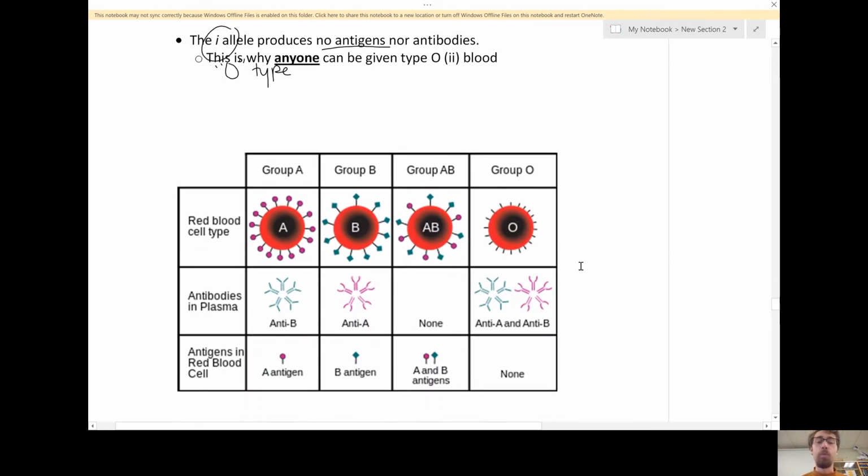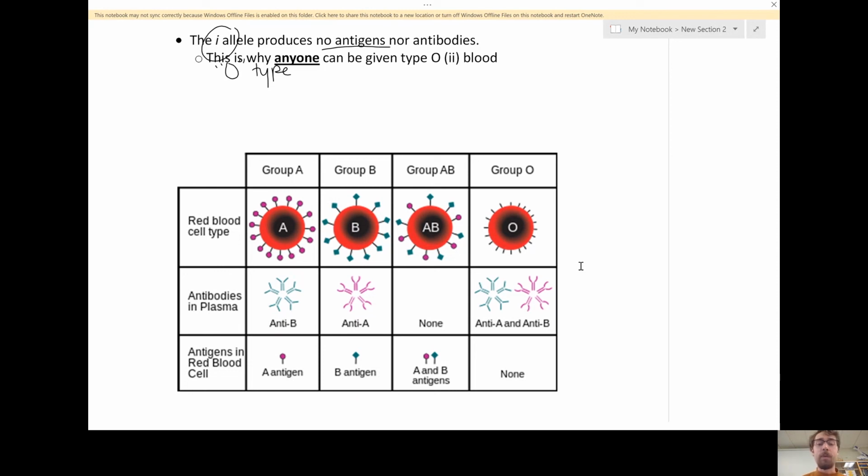We just kind of have a breakdown of those 4 blood types. We have A, B, AB, and O. A and B both have their own unique types of antigens. Blood type AB has both types of antigens. And blood type O has no antigens.